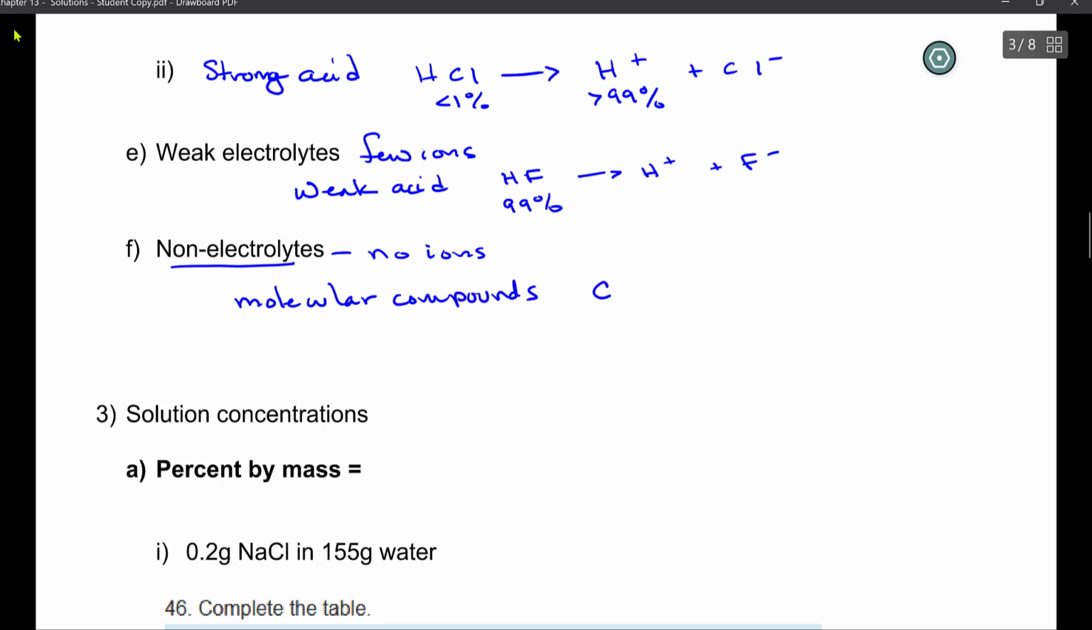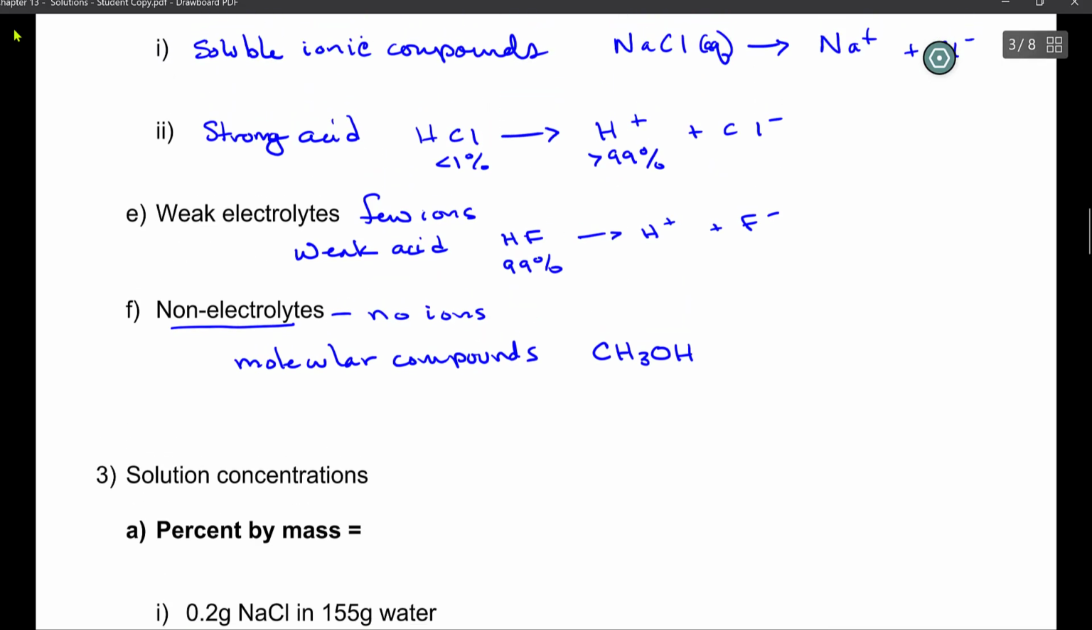So, for example, methanol is a non-electrolyte. Now, why is methanol different than, let's say, a strong electrolyte like NaOH? To remember that, when we're talking about ionic compounds, we have a metal and a nonmetal. And when we're talking about molecular compounds, these are all nonmetals.